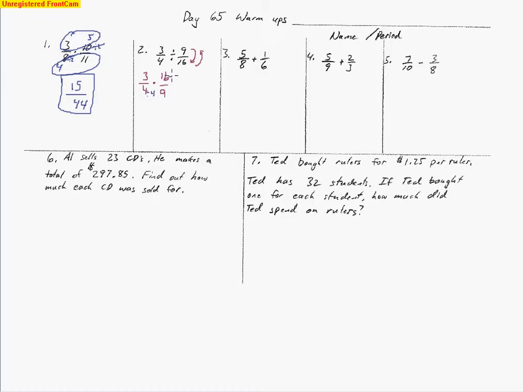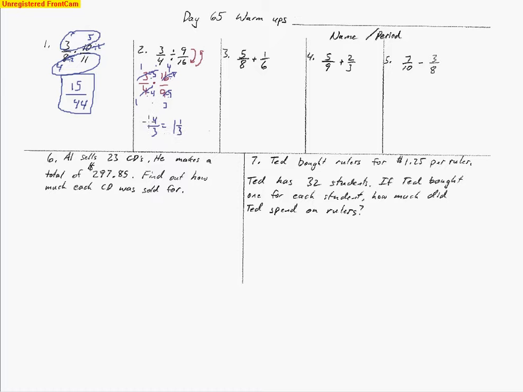So I see that the 4 and the 16 can both be divided by 4. And the 9 and the 3 can both be divided by 3. And so once I do that, I can multiply straight across. So I've got 1 times 4 gives me 4. 1 times 3, that gives me 3. And then I can change that to a mixed number.